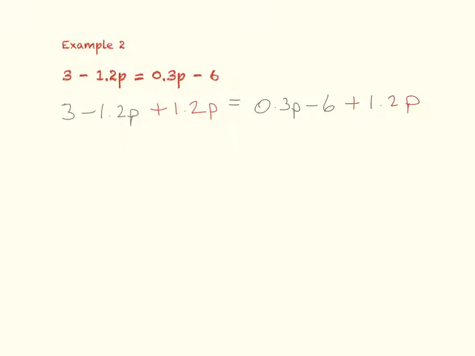Okay, now let's see what's going to happen here. Our minus 1.2p and our plus 1.2p cancel one another out, and it just leaves us with a 3 on the left.